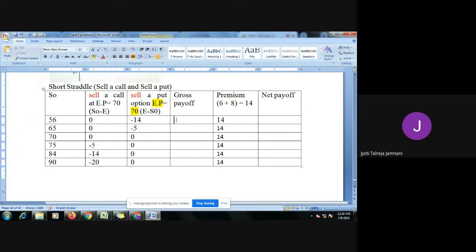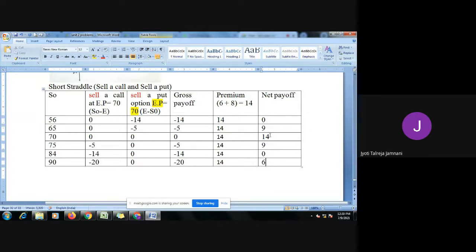So now our gross payout: 0 minus 14 is minus 14, 0 minus 5 is minus 5. Then we have 0, minus 5 plus 0 is minus 5, minus 14 again, minus 20 plus 0 is minus 20. So minus 14 plus 14, our net payoff will be 0, minus 5 plus 14, it will be 9. 0 plus 14 is 14, minus 5 plus 14 is 9, again 0 and minus 6.